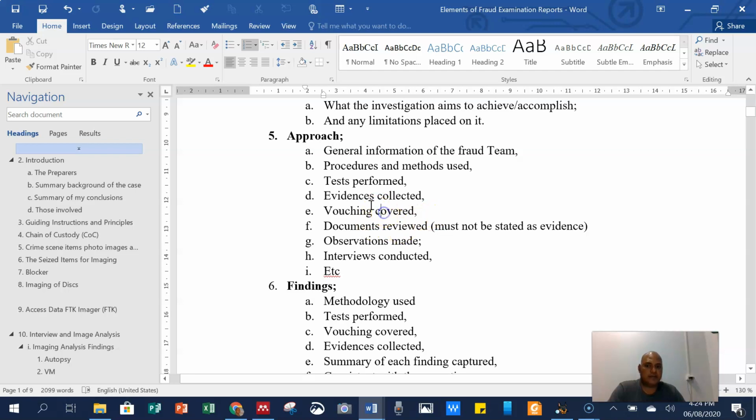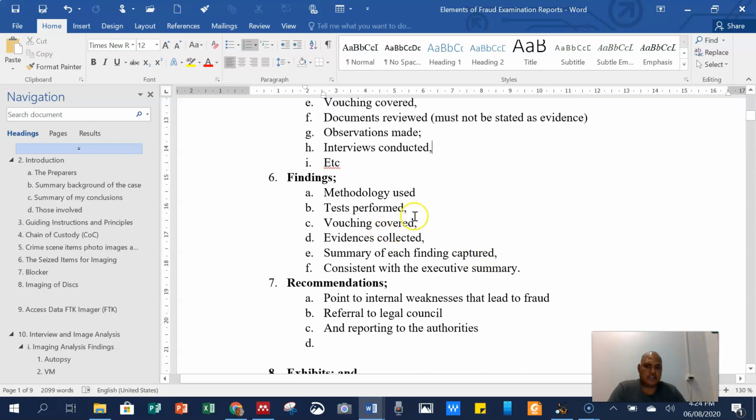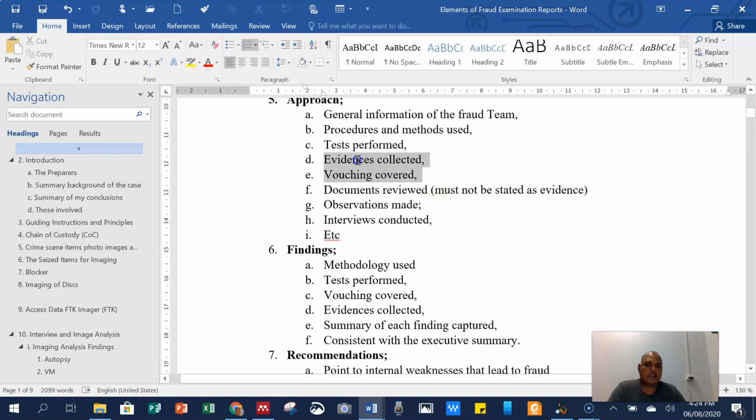For example, evidences and vouching and loan, it can take at least 10 pages in an approach, because evidences and vouching are a huge part of this report, and the findings are just a summary, but the detail of what was actually conducted and implemented in terms of supporting the investigation is contained here.